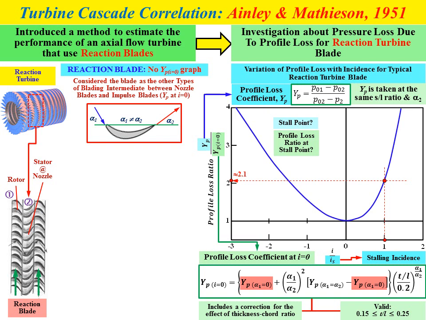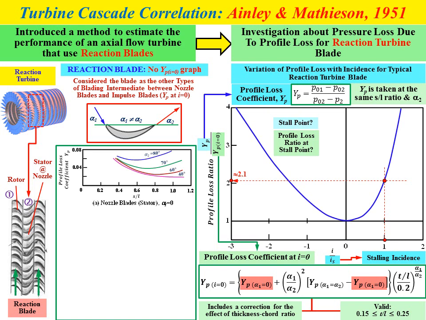Because the reaction blade is considered another type of blading intermediate between the nozzle blade and the impulse blade when the incident angle is equal to 0, for the value of YP at alpha 1 equal to 0 in the equation, we need to refer to the data obtained for YP at alpha 1 equal to 0 for the impulse blade, and refer to the graph for the nozzle blade, for the impulse blade when alpha 1 is equal to 0.